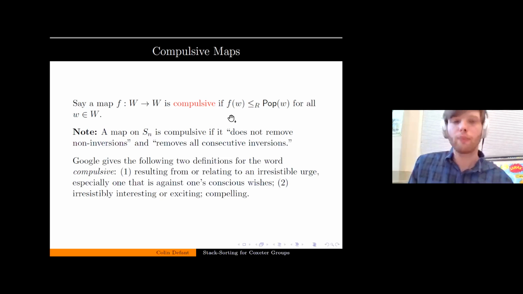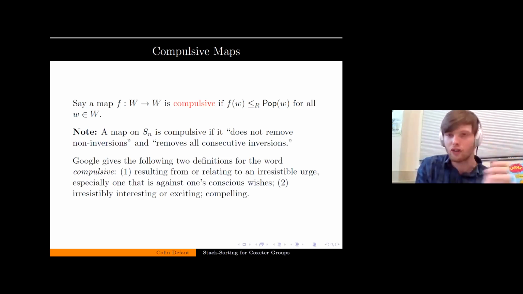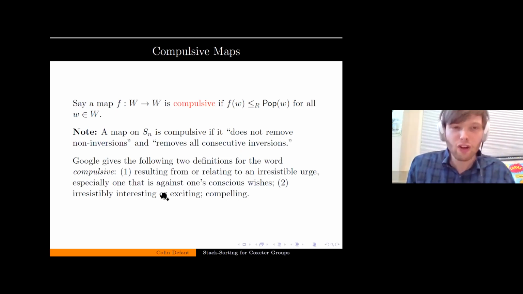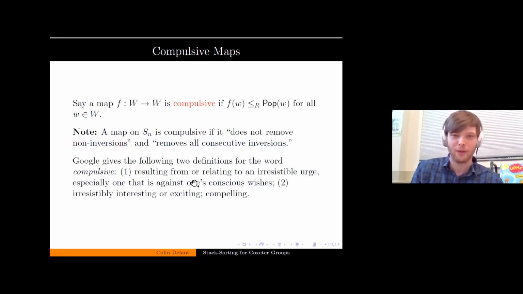And the reason I use the word compulsive is because Google gives these two definitions for the word. One is resulting from or relating to an irresistible urge, especially one that is against one's conscious wishes. And I'm thinking of a sorting operator that is kind of going through and compulsively removing all of these consecutive inversions. It's sort of compulsively sorting the permutation by removing all the consecutive inversions. But then the second definition is irresistibly interesting or exciting, compelling. And I'm hoping that some people will find compulsive maps to be irresistibly interesting or exciting or compelling. So that's why I use this word.